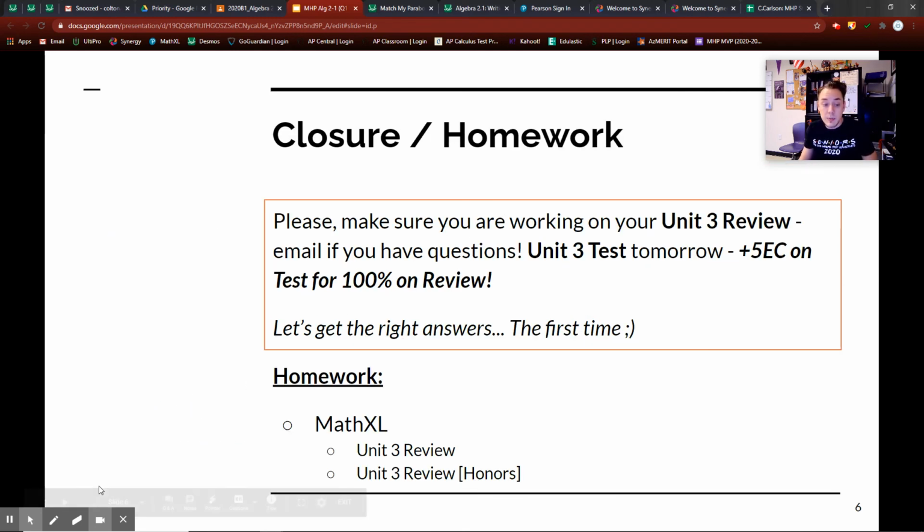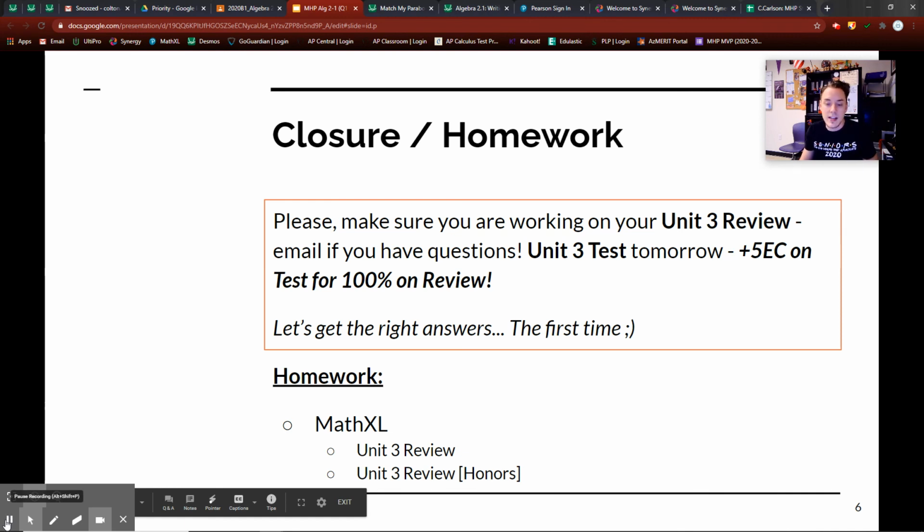Make sure you complete the review. If you complete the review, just as a reminder, you get 5 extra credit points towards the test. And then let's just try to get the answers the first time. Let's try to not do as many partial credit requests. But if you do have a partial credit request on the test, then send it my way.